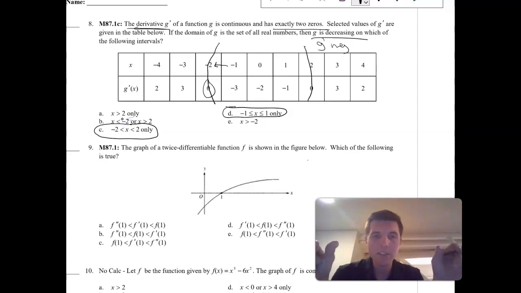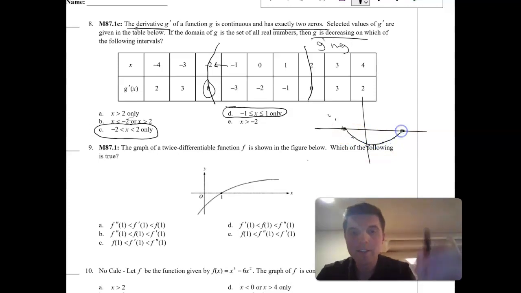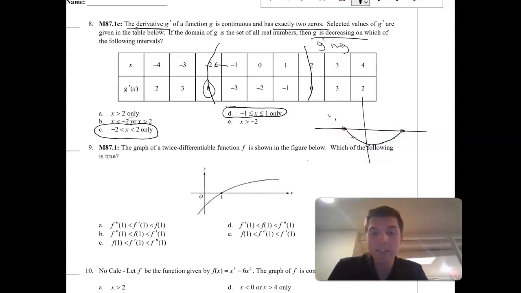This one's a little bit tricky, but those of you who made a sketch actually were great. If you make a sketch here, -4, -3, -2, it's positive, it's 0, then it's negative, negative, 0. And then you said, oh, I guess it is from -2 to 2, right? So make a sketch if you're unsure. It shouldn't be D, it should definitely be C.